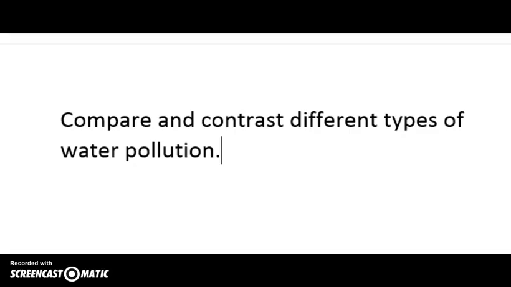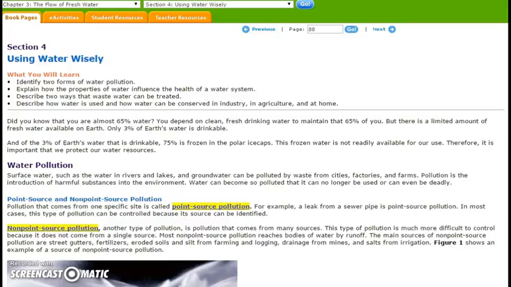Objective number 4 states that we will compare and contrast different types of water pollution. In section 4, we will be learning about using water wisely. Now, we've all heard that we're supposed to use water wisely. Did you know that you are about 65% water? That means you need to continue drinking fresh, clean water to maintain that 65% of you.